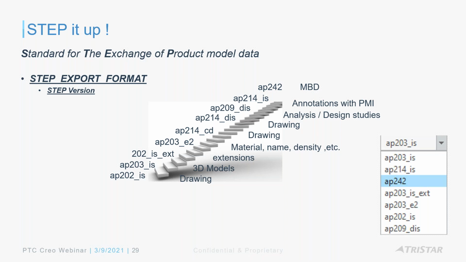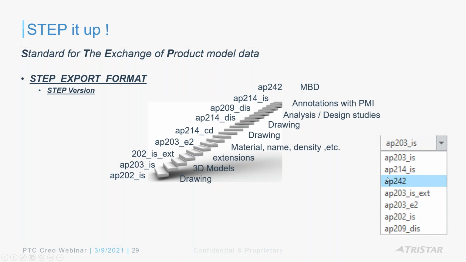So regardless of which CAD system or CAM system it goes into, or whether it's going into some inspection software or manufacturing software, AP242 is able to carry the MBD information that you created inside of Creo. So it's useful for both export and import. We recommend using AP242. If you are on 4.0 or later, you would be able to set that up.